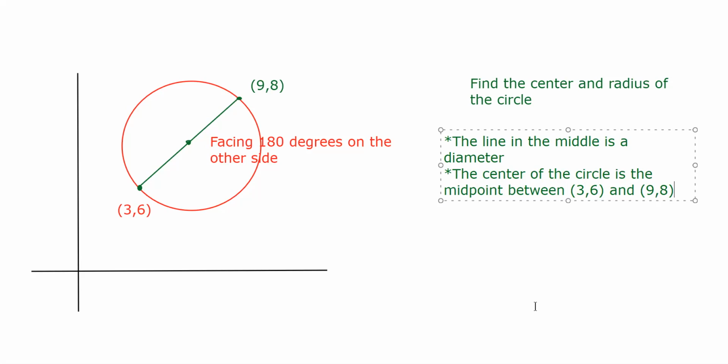Okay, so let's start with that. We need to find the midpoint of these 2 points, and that's going to get us the center of the circle.